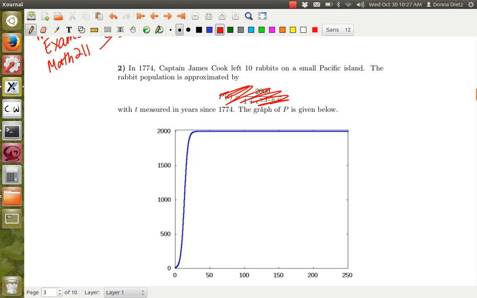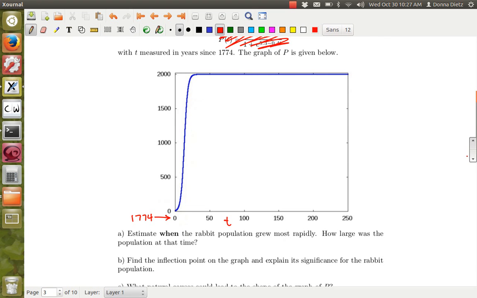In 1774, so if this is time, this 0 is 1774. The rabbit population is approximated by some function, which is measured in years, and the graph is given below. Estimate when the rabbit population grew most rapidly. So what it means is we're looking for a point of inflection. You see, everything from down here is going to hold water and everything up here is going to spill water. So that's a point of inflection.